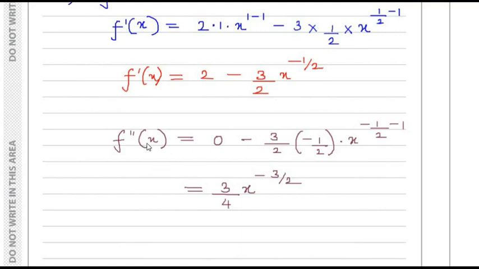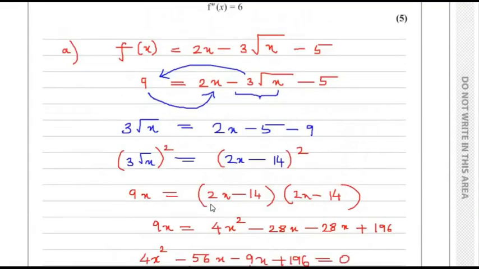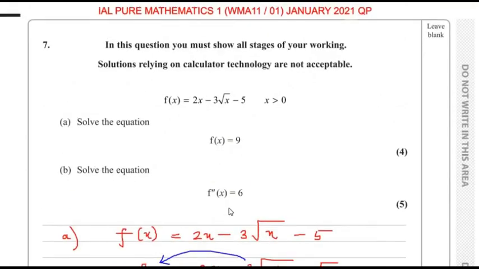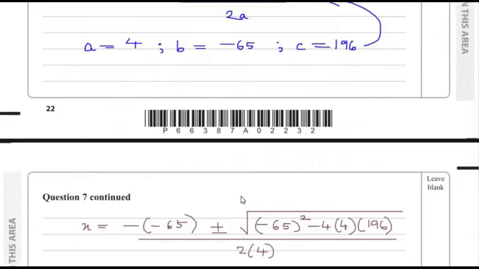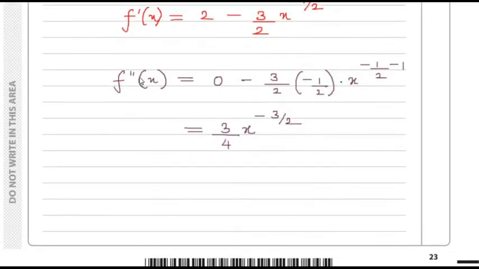Now once we have got the second derivative of f of x, in the question it is mentioned that solve the equation when f double dash of x is equal to 6. So here in place of f double dash of x, or second derivative of f of x, we write 6 is equal to 3 over 4 x to the power of minus 3 over 2.